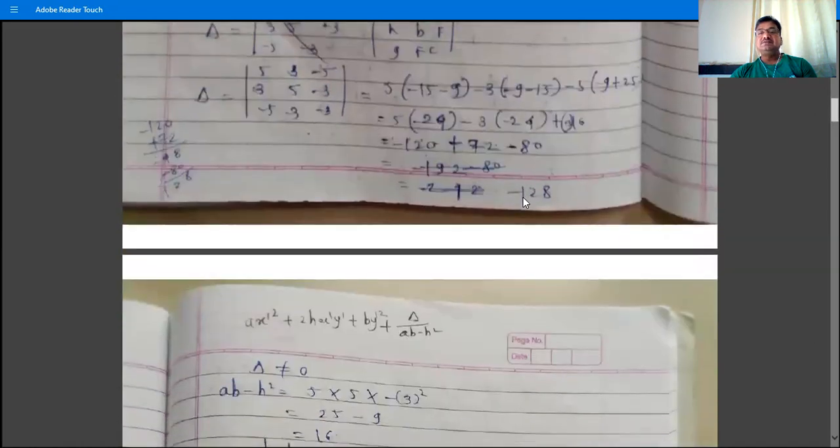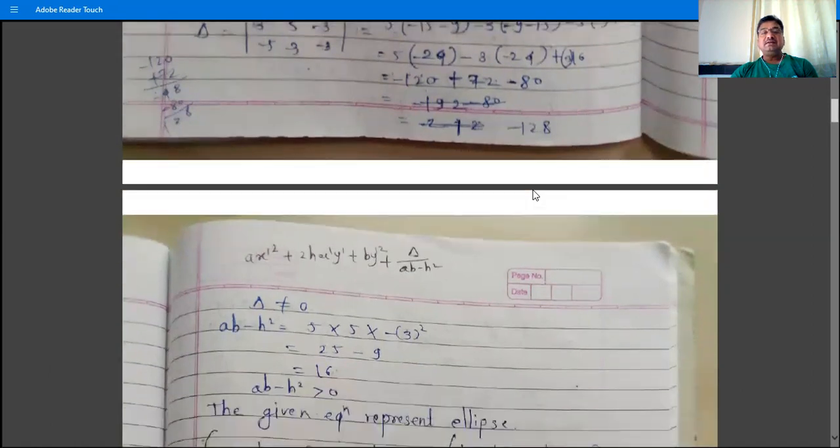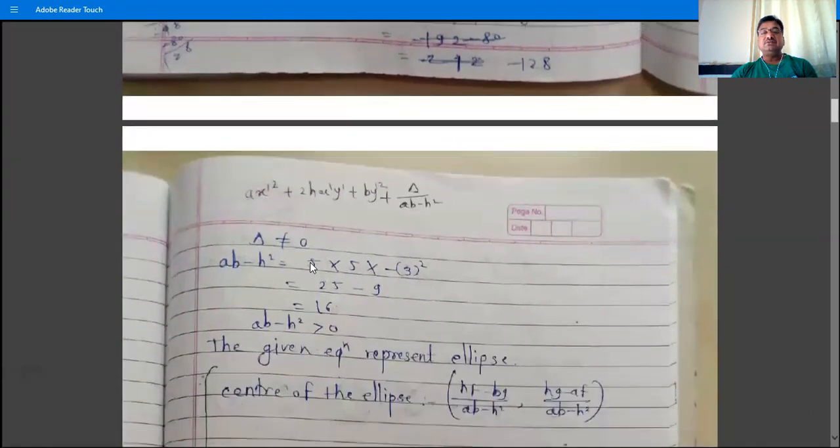And then after multiplication we have -120 plus 72 and minus 80. So answer is -128. Answer is -128. And this delta is what? Is not equal to 0.